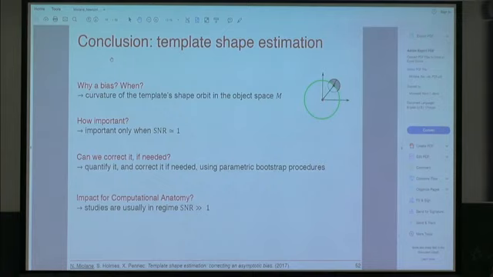And is there an impact for computational anatomy? What's good is that in the statistical studies done so far, we are usually in the regime where there is no problem, because people have the intuition that it's better to do statistics when you don't have more noise than information. But if we can correct for a bias, maybe we can go to a less good regime and try to do statistics even when the noise is important.